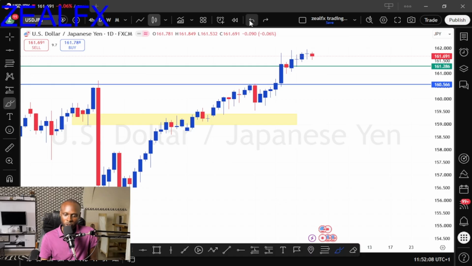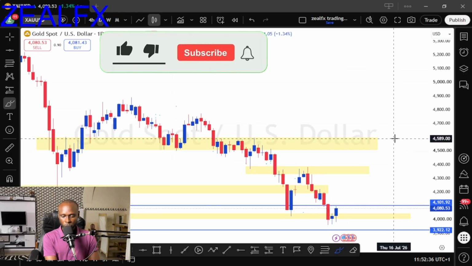We can't go against the trend of the market. We have to expect price to retest this level and react to it, then start looking for any possible buying opportunity for the USD JPY. Let's look at our next pair, which is the gold USD.